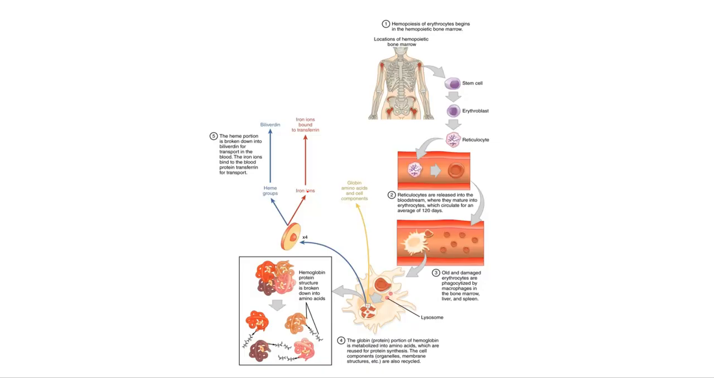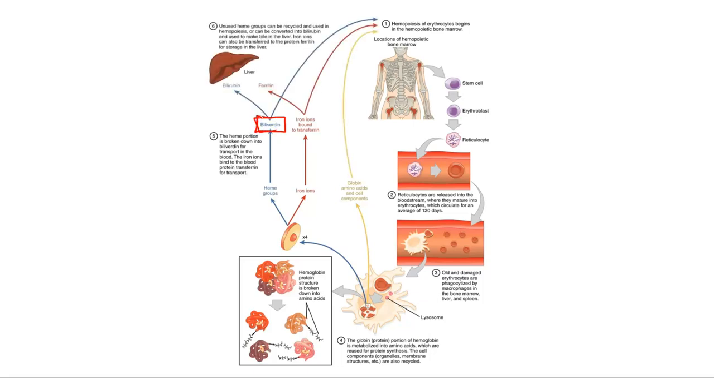That goes on to the liver. Well, first it gets converted into something called biliverdin, and then biliverdin will travel in the blood and make its way to the liver, and it will then get converted into bilirubin.